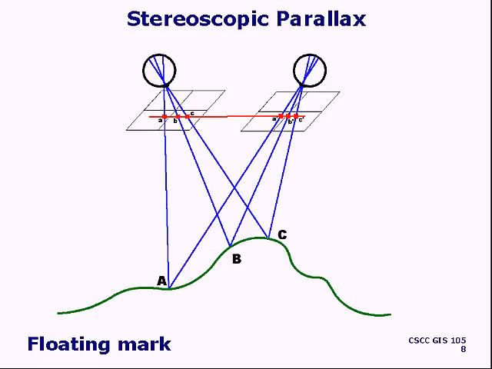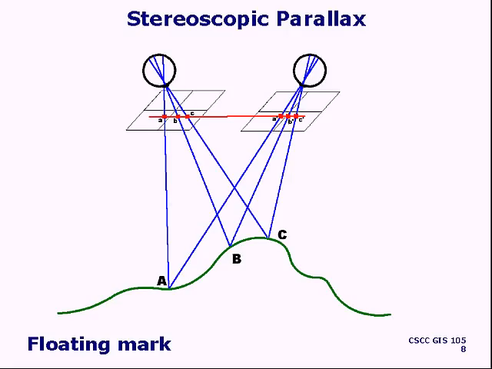So we understand what parallax is, what it indicates as far as the relative differences in elevation when we're talking about aerial photography. We're going to progress now towards what we do with it and how we can measure it. The first thing we need to understand is the concept of the floating mark.